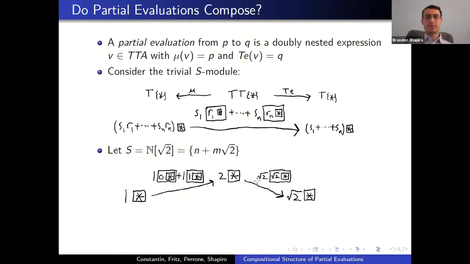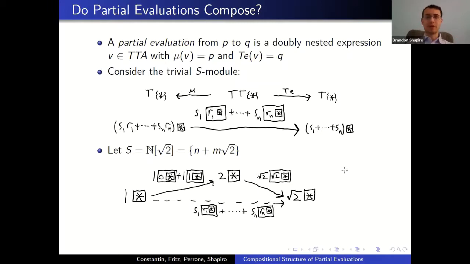And then we can further evaluate to square root of 2 applied to our basis element. Remembering, if we forget the outer box, then we multiply these and get 2. If we forget the inner box, then this goes away and we just have the square root of 2. Except we would hope that we can compose these and get a partial evaluation directly from 1 to root 2.